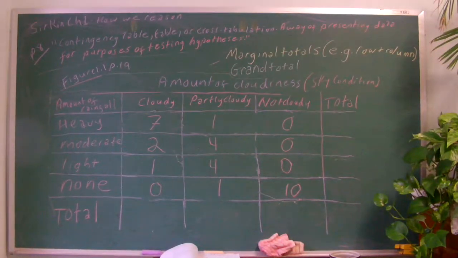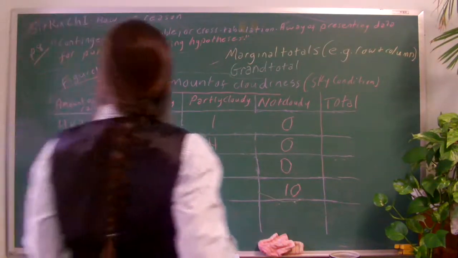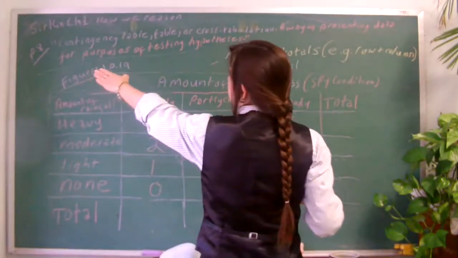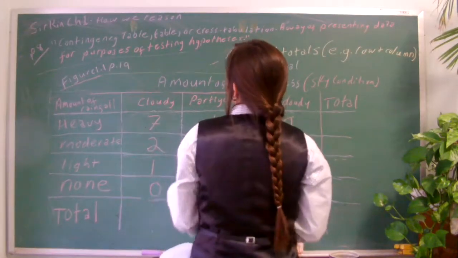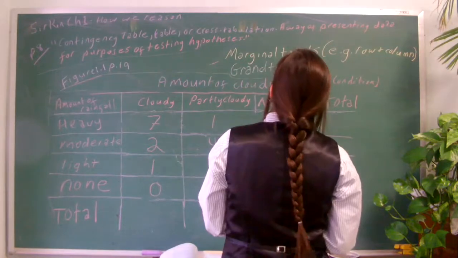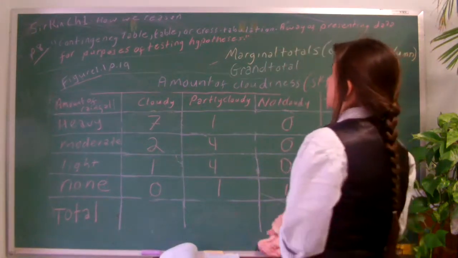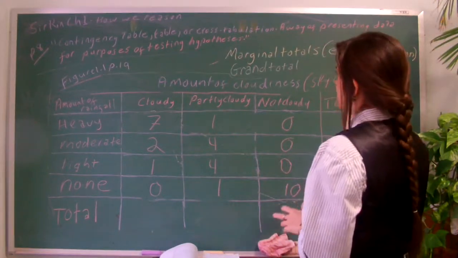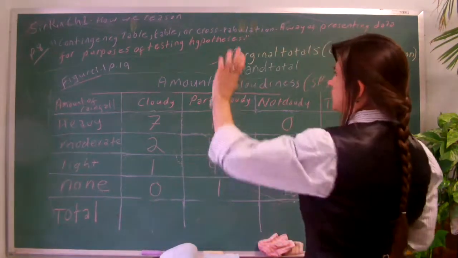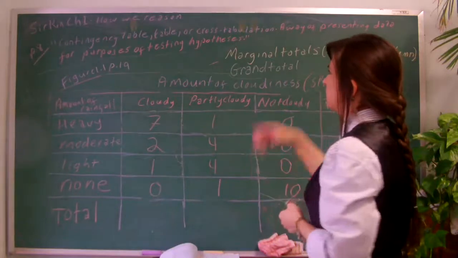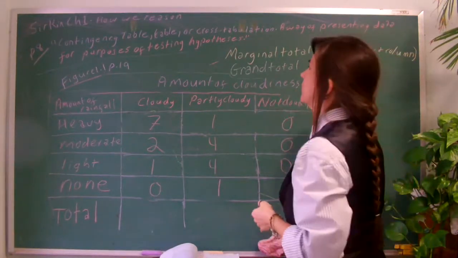More in Sirkin chapter 1. Again, we're setting the stage as far as how we reason. On page 8, there's a definition: contingency table, or cross-tabulation, a way of presenting data for purposes of testing hypotheses. What I'm going to do is take the definitions they're talking about on page 8 and tie them into figure 1.1 on page 19.